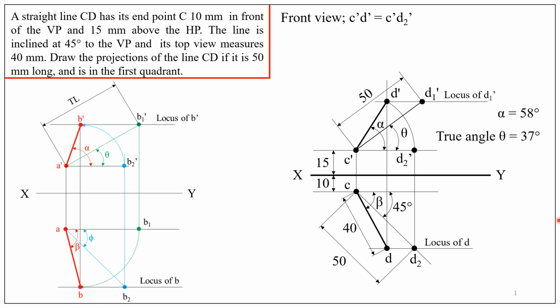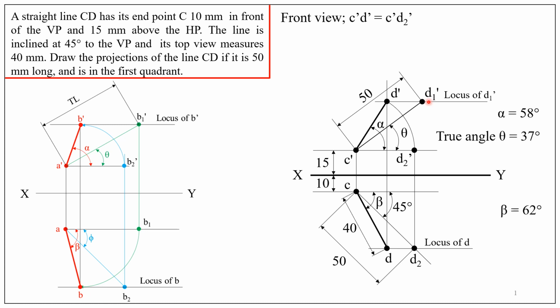Now, this is the apparent angle of inclination of the top view, which is equal to 62 degrees. So this completes the projection of the straight line as per the data given. Suppose you want to check whether the projection is correct or wrong, what we can do is draw the top view corresponding to C dash D1 dash.